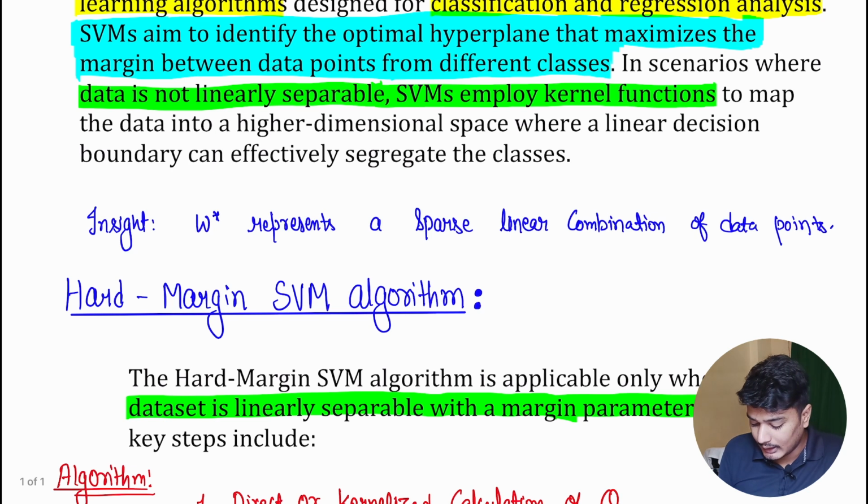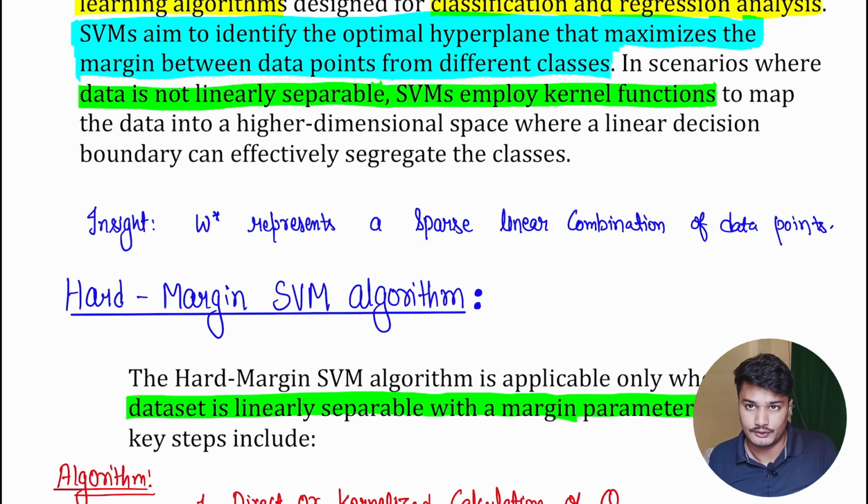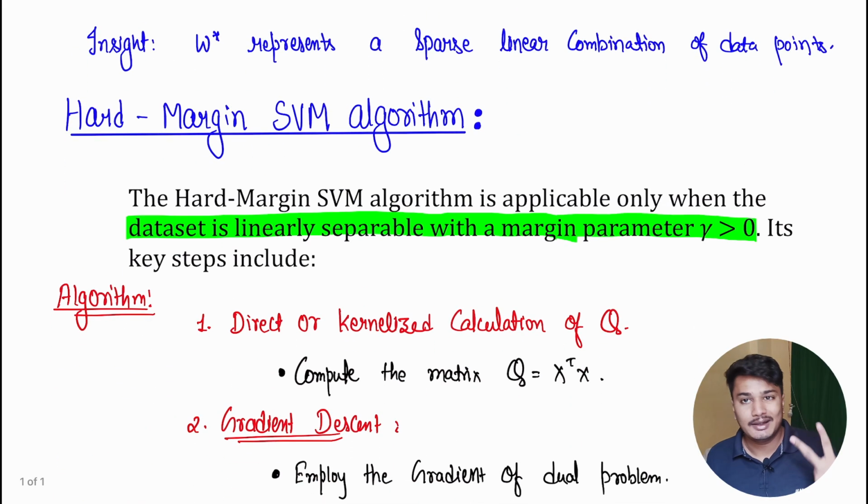Insights. Here, W star represents a sparse linear combination of data points. So basically, some data points which are on the vector, the supporting vectors. W star is nothing but the linear combination of all these. There are two types of SVM algorithm. One is the hard margin SVM algorithm, and there is a soft margin SVM algorithm.